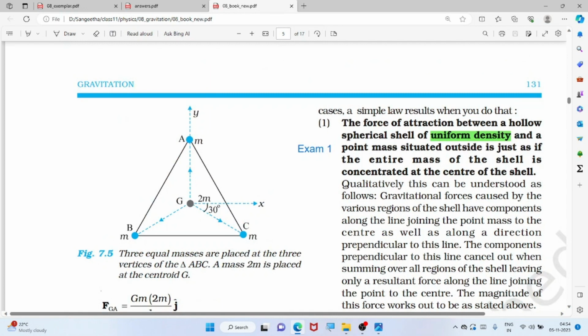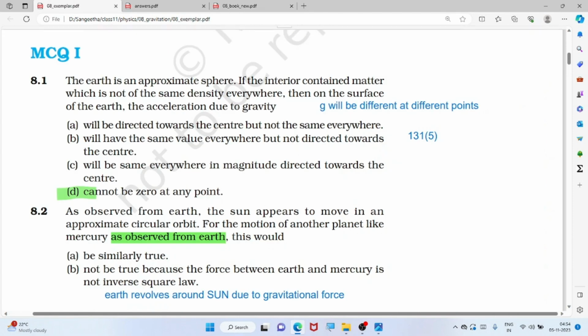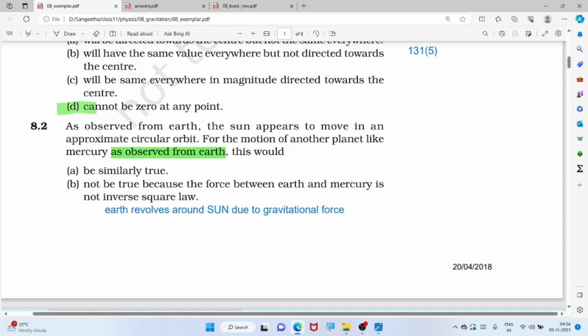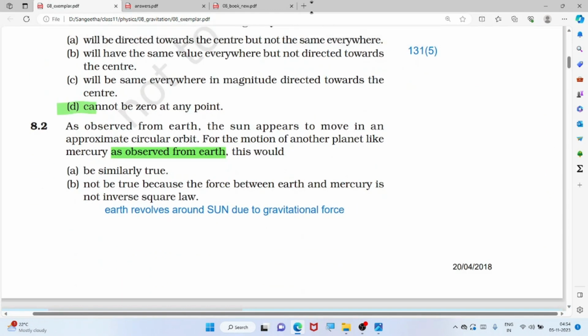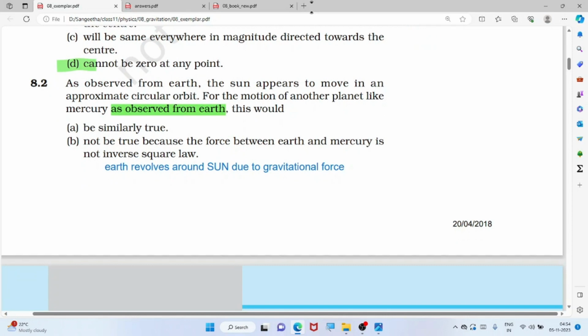Okay, you can go through this law. As observed from the earth, the sun appears to move in an approximate circular orbit. Okay, for the motion of another planet like Mercury as observed from there, this would be okay.